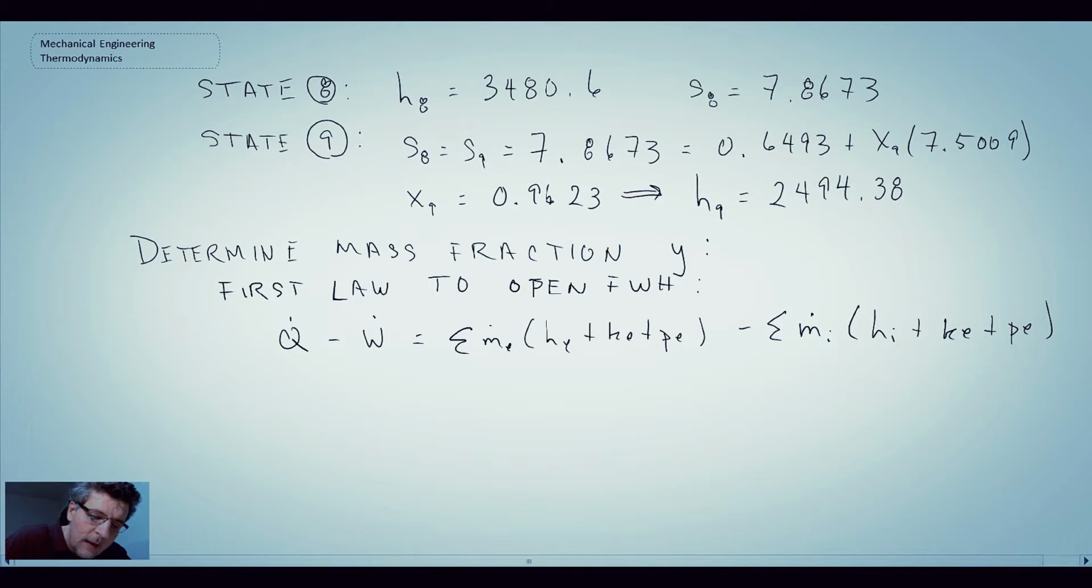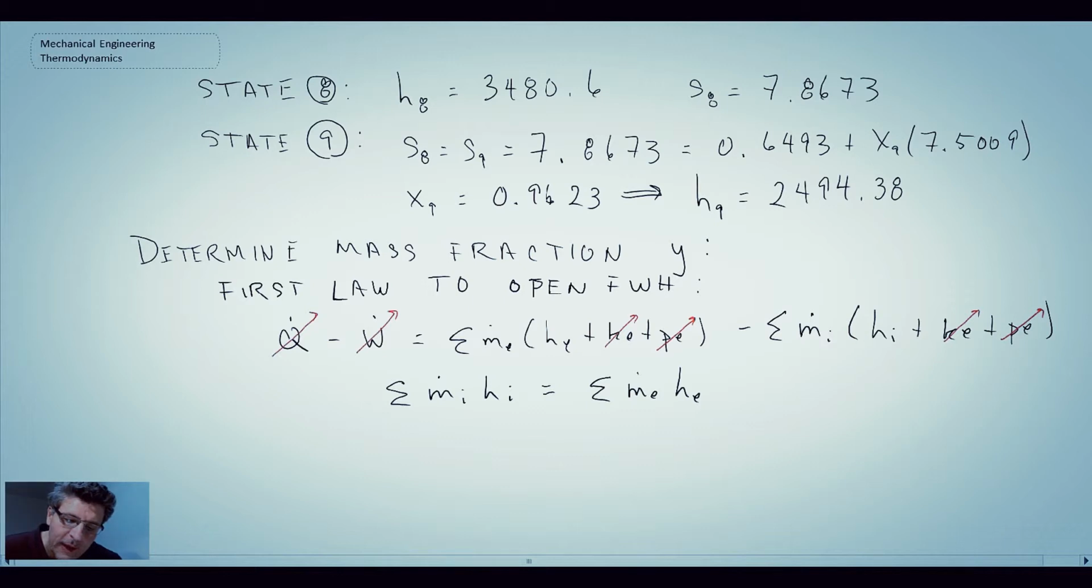Now, when we're dealing with an open feed water heater, we will assume that the open feed water heater is well insulated. There are no moving boundaries, and consequently there is no work being done. Kinetic energy and potential energy we will neglect. And with that, the equation we get is basically just looking at mass flux times the enthalpy coming in, and that will be equal to mass flux exiting times enthalpy exiting.